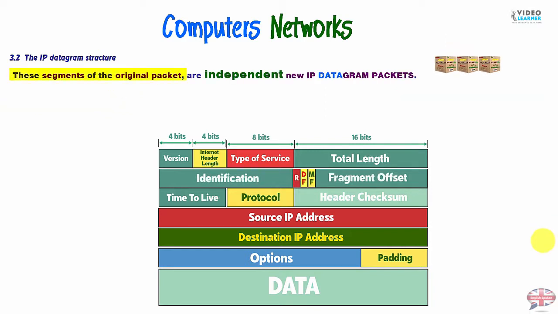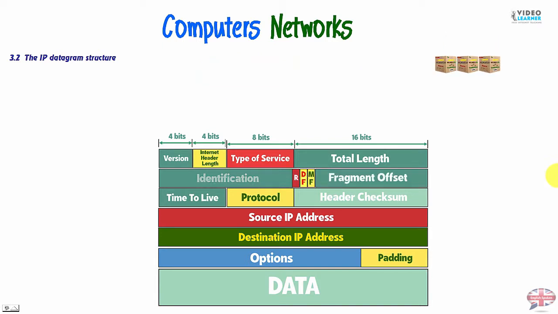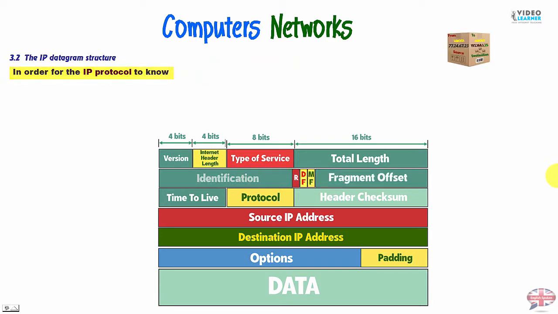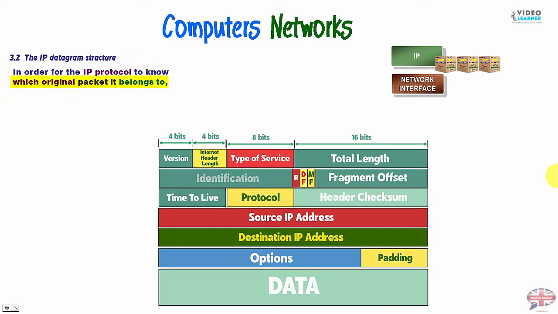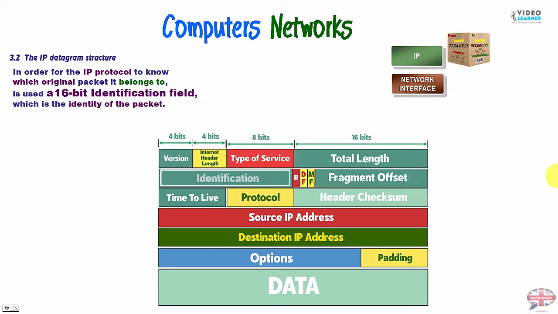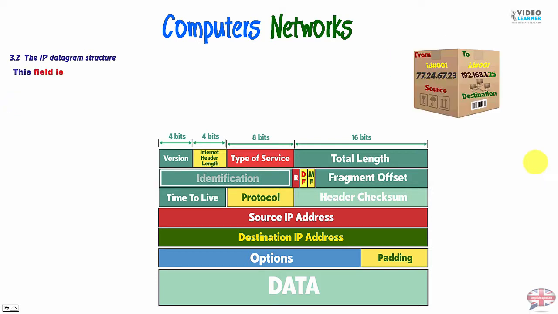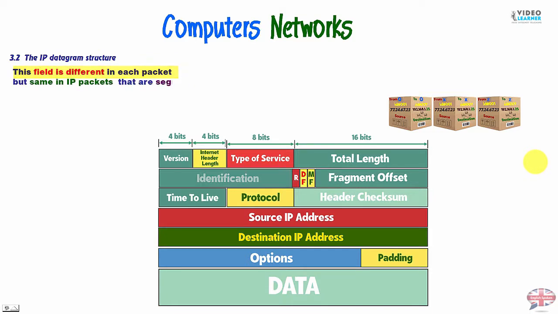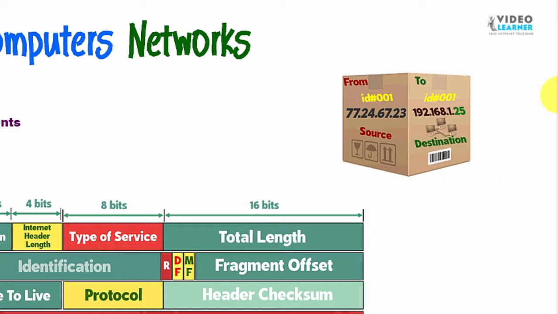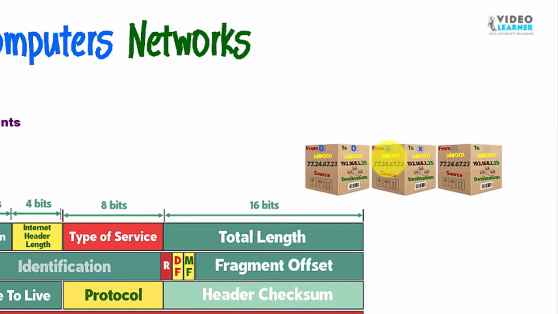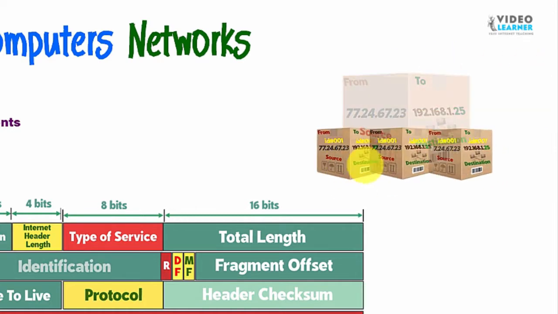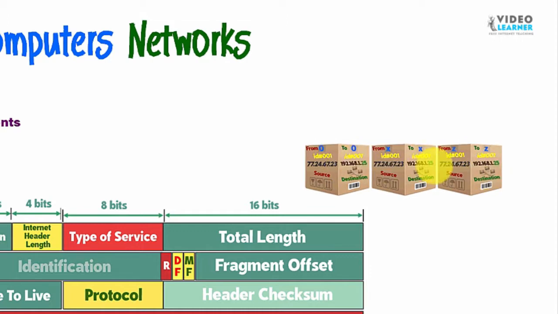Now, these segments of the original packet are independent new IP datagram packets. In order for the IP protocol to know which original packet each belongs to, a 16-bit identification field is used, which is the identity of the packet. Have a look here: this field is different in each packet, but the same in IP packets that are segments of the same original IP packet. For example, we have ID 001, the same in 3 segments, the same as the original.